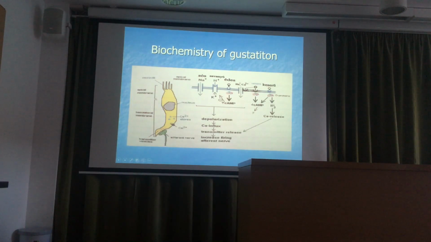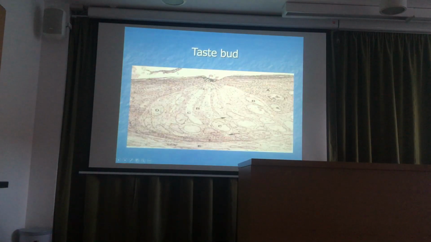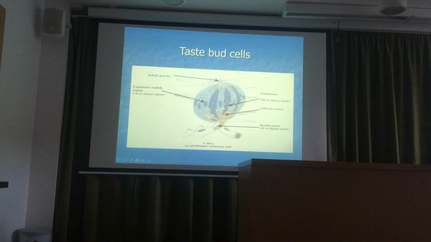How will these cells analyze different kinds of chemicals? There is a taste pore, if you see here. There is a small gap, a small hole where basically the salt, the saliva, the chemicals can go inside, and these cells will analyze it.